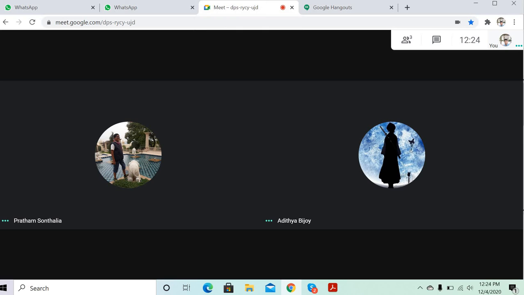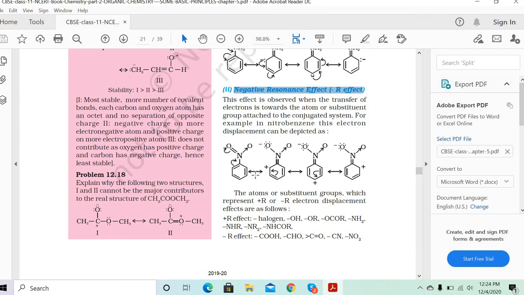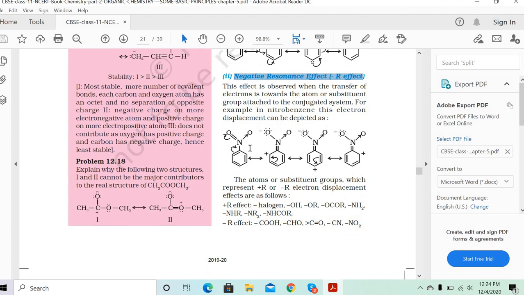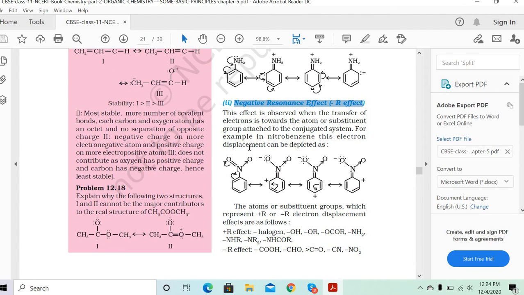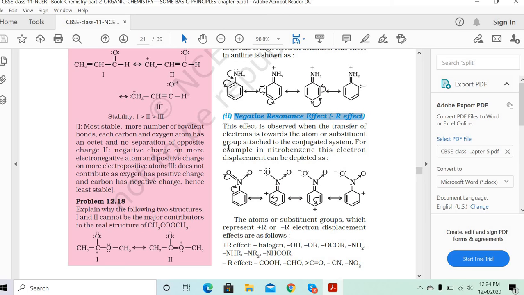Okay, good. So let's understand this part now. In this case, negative resonance effect, minus R effect. This is the nitro group, NO2 group. The NO2 group is also known as the electron withdrawing group. How does it take the electron from the benzene?